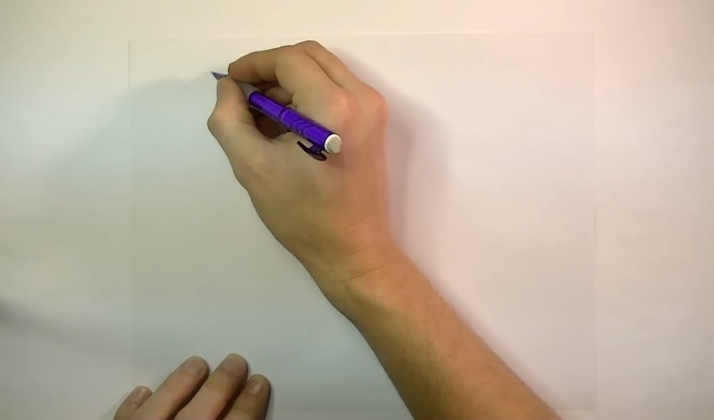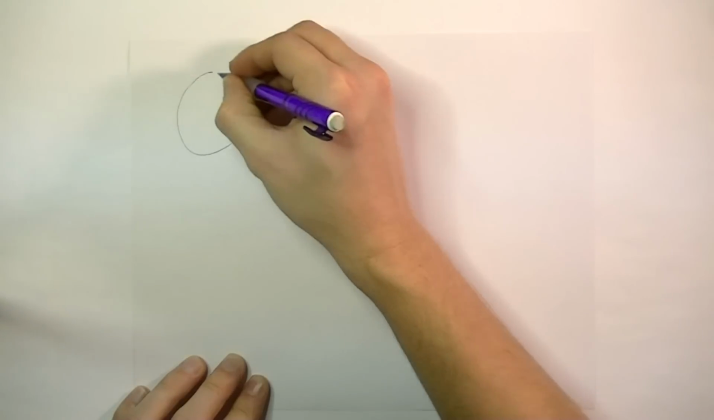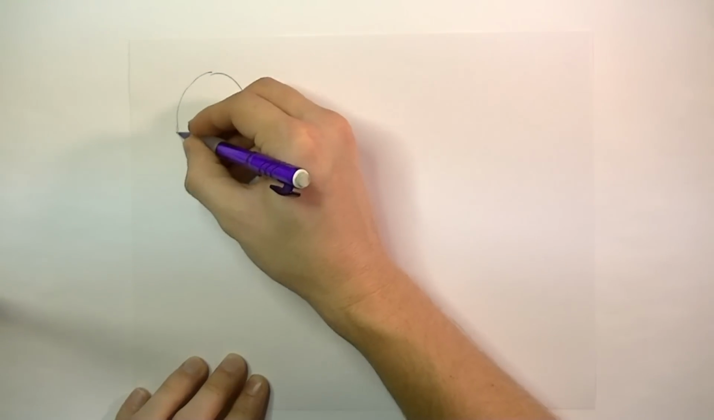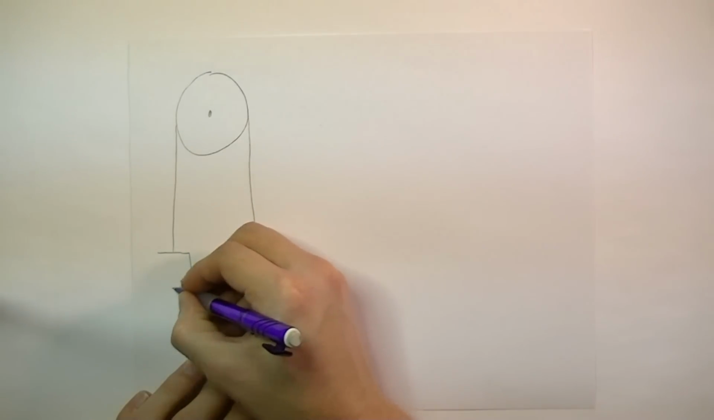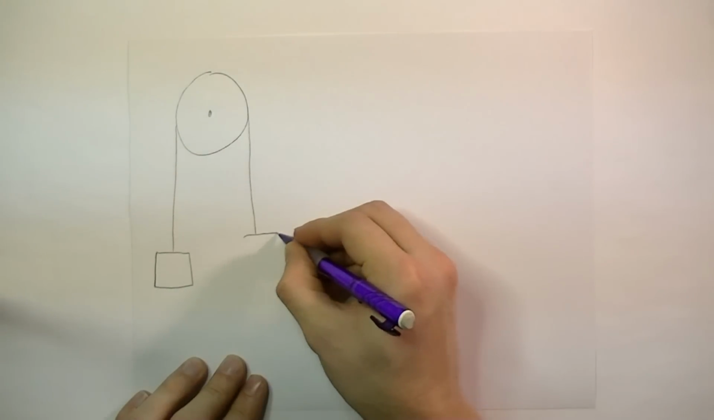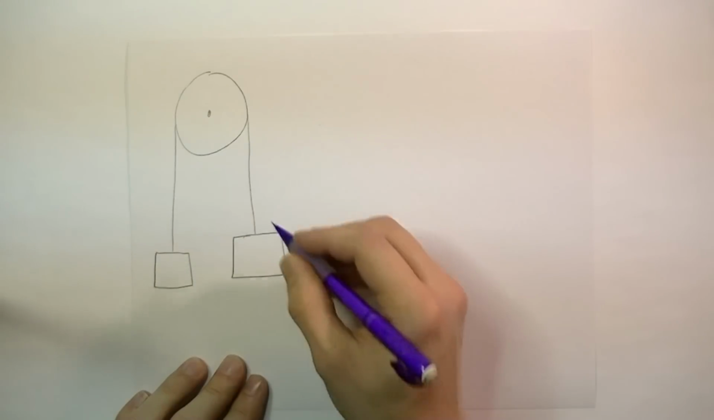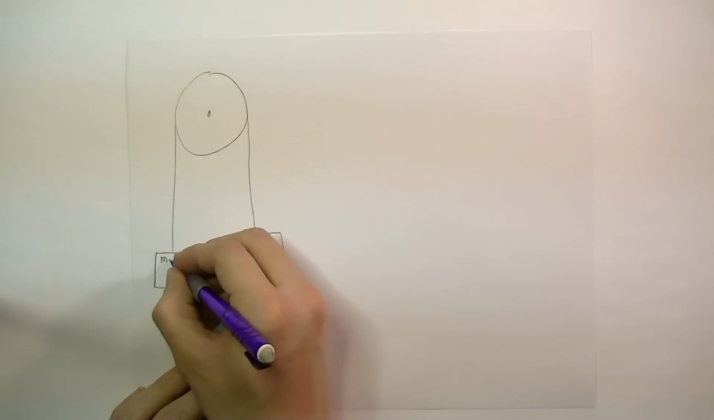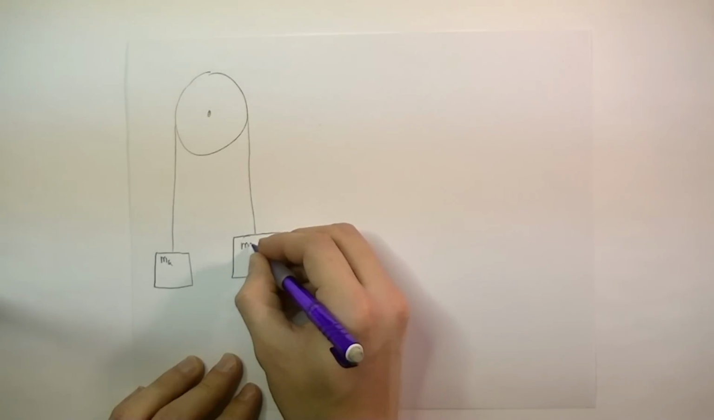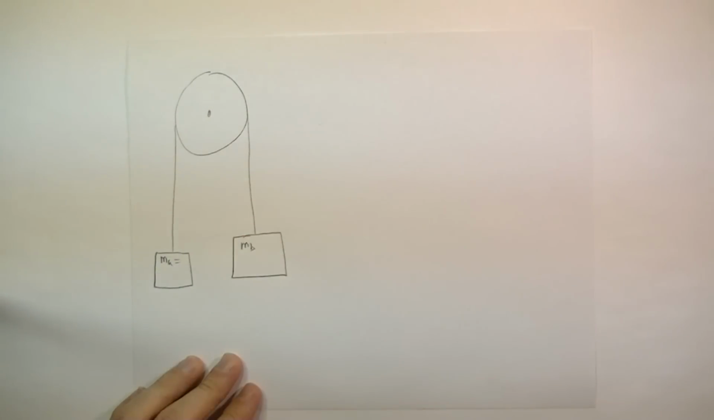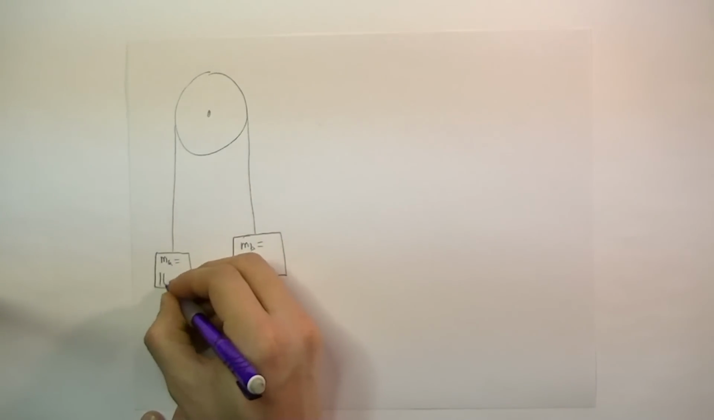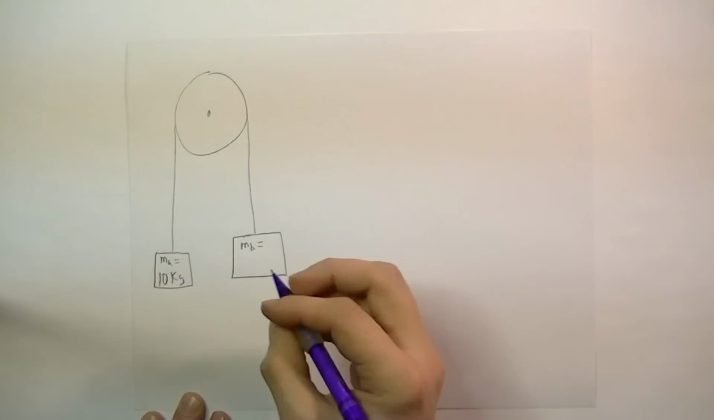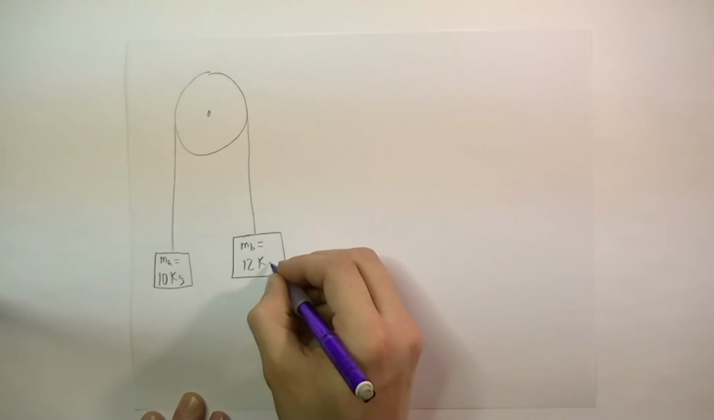Okay, let's talk about a simple Atwood machine, which is basically a pulley with a rope draped over it and a mass hanging from each rope. We're going to call these mass A and mass B. And let's say that the masses are known, and mass A is 10 kilograms and mass B is 12 kilograms.